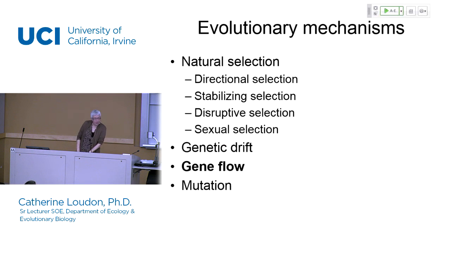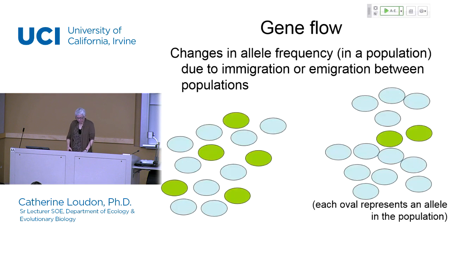Gene flow, our next mechanism. Gene flow is defined as a change in allele frequency in a population that is due to immigration or emigration, right? So if an individual leaves one population, and now this little cartoon in front of you is supposed to represent two populations. So we've got one population over here on the left, and we've got a second population over here on the right. And it's the same species, and we just have a very simple issue where we have two alleles, and they're either green or they're blue. Notice we have a slightly different allele frequency on the left in population 1 than we do on the right in population 2.